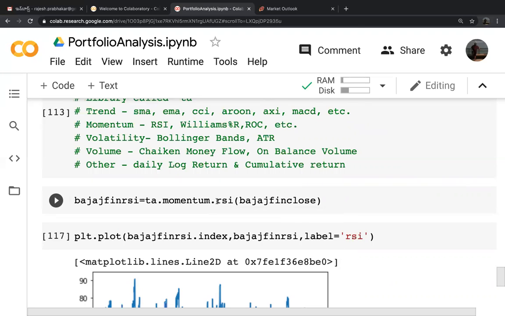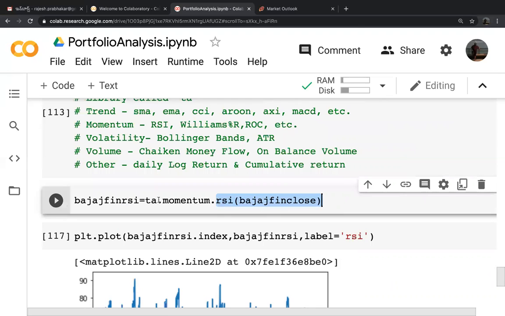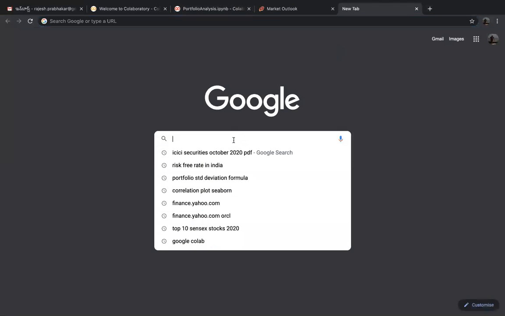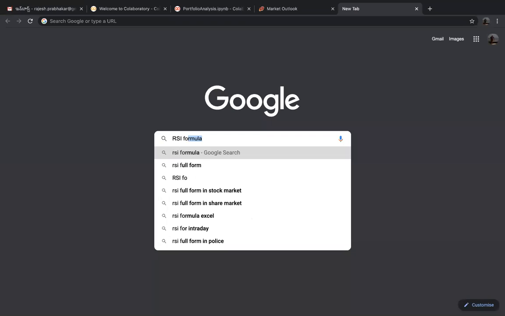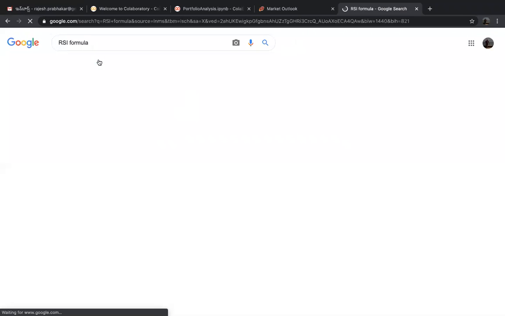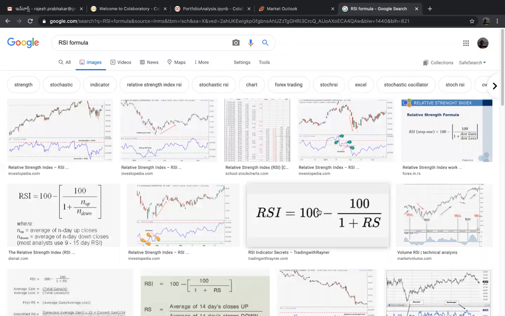See, the RSI formula is very complicated, but everything is pre-coded into a simple function called RSI. You have to calculate the exponential moving average, 14-day, 26-day, and then it's a complicated formula. But everything is coded into one single function called RSI. So you don't need to calculate anything. You just use the function and calculate.